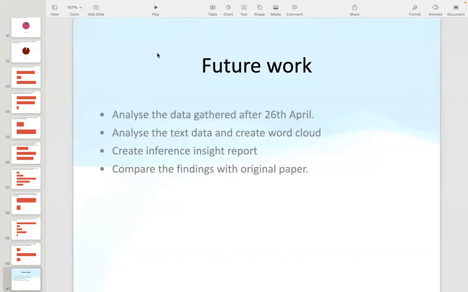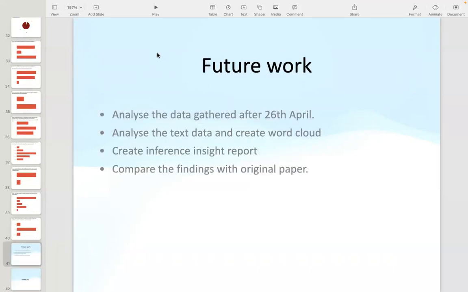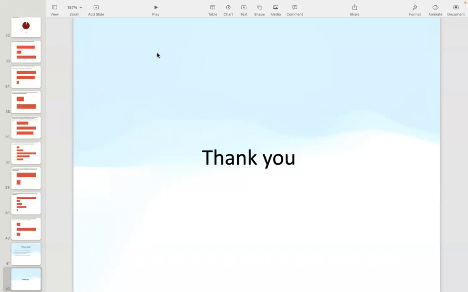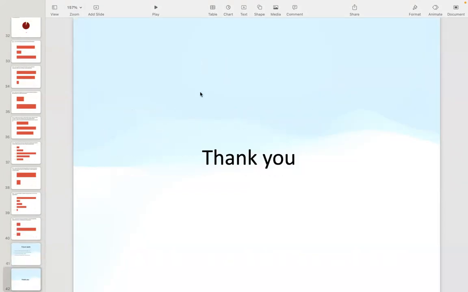For our future work, we still have the survey active, so we'll keep monitoring the survey after today until the phase 3 submission. And we will create the inferences inside the report for the rest of the data that we gather. We will also create the word cloud for the textual responses. And then we will also do the location based survey. So that is for the future work. And this is all that we have done. This concludes our presentation here.